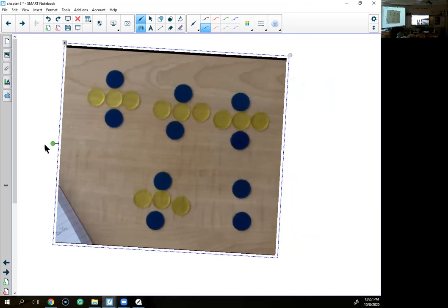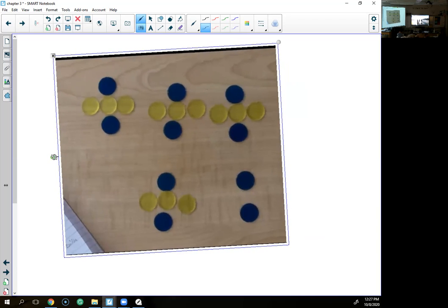Every training circle I will give you what I need. Okay, here we go. That's not very straight, but I don't care.